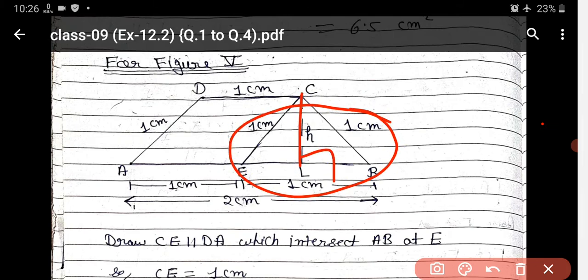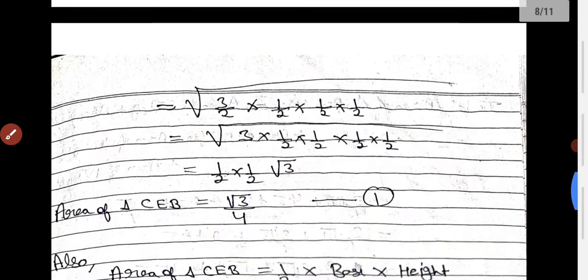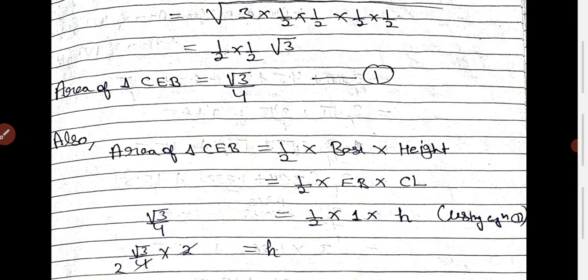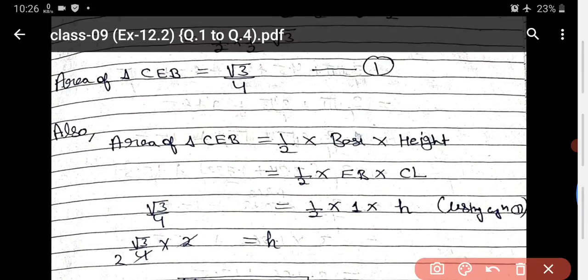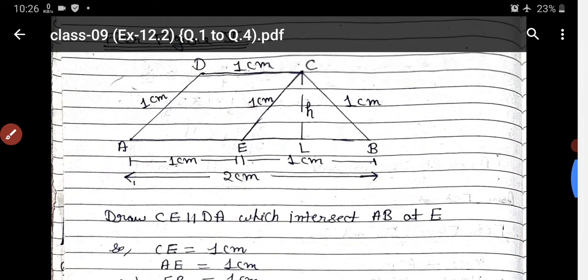So if you know the height, then you can also apply area of the triangle is equal to half into base into height. For this triangle, base is 1 and height is h. Okay. Now just write also, area of triangle CEB is equal to half into base into height. It means you have to find the area of this same triangle by using two different formulas.